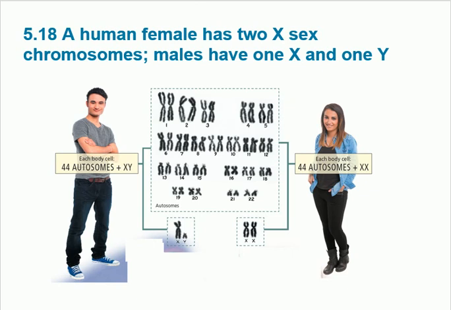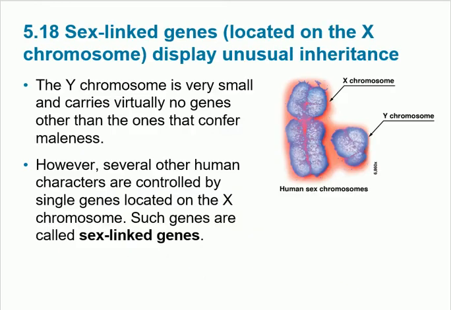So if you look at number 23, this is how it looks for females, and this is how it looks for males. XX in females, XY in males. Okay? And again, the Y is carrying only the gene for maleness. If you have it, you have the gene for maleness and you're a male. That's it. How about any other genes? No, this is the only gene.